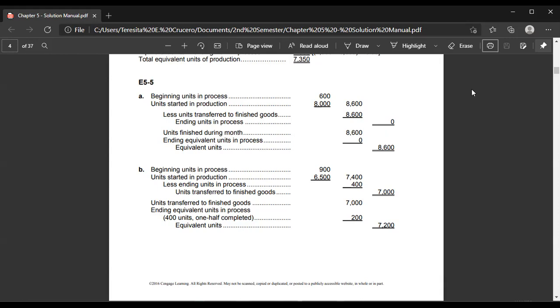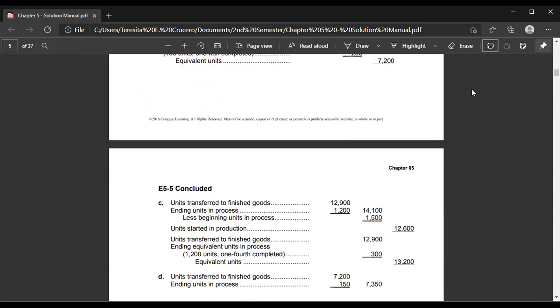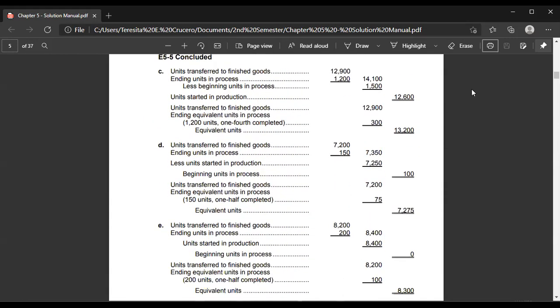And the units transferred to finished goods is equal to 7,000. So you fill in the blanks in letter B. Units transferred to finished goods, 7,000. Equivalent units, 7,200. Then in letter C, units beginning 1,500. And we have now your units started is blank.